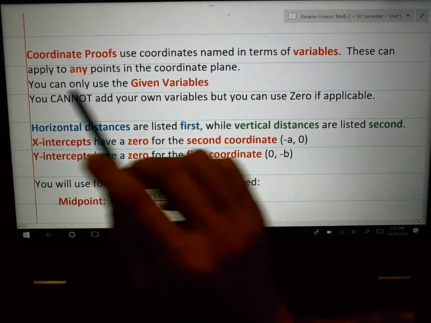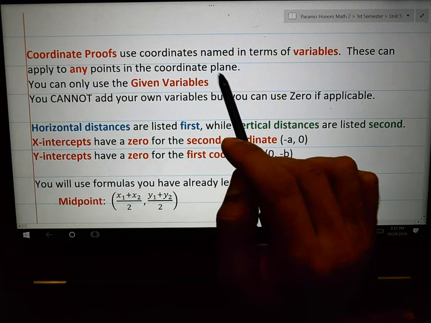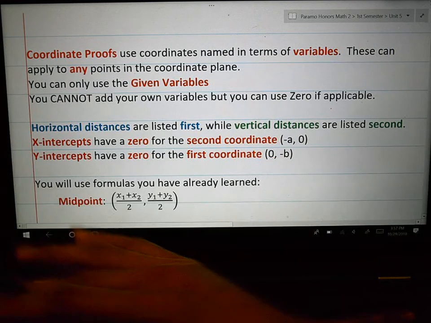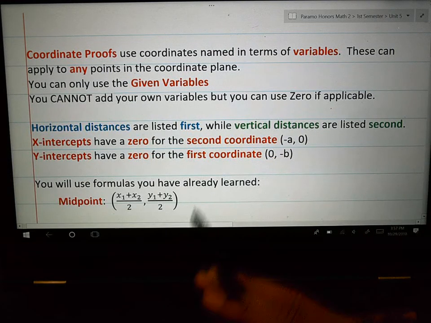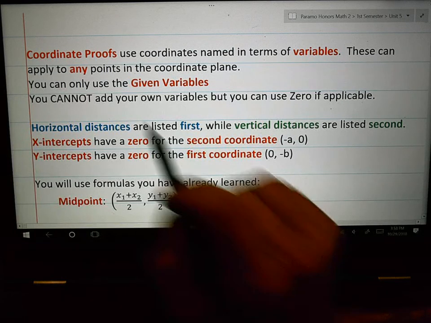Keep in mind, the reason why we're doing it is because it then applies to anything in the coordinate plane. It will work for all, let's say, parallelograms, or all quadrilaterals, or all rectangles, or rhombuses, or squares, and stuff like that.